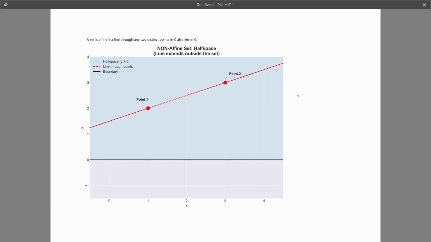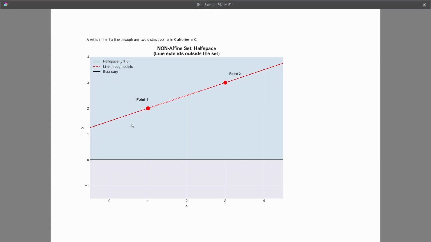The set C that we're interested in here is a half space defined by y greater than or equal to 0 in the two-dimensional plane. If you pick any two points here, denoted by point 2 and point 1, and draw a line going through them, you'll see that the line eventually reaches, on the left side, values where y is less than 0. So the half space is not an affine set.